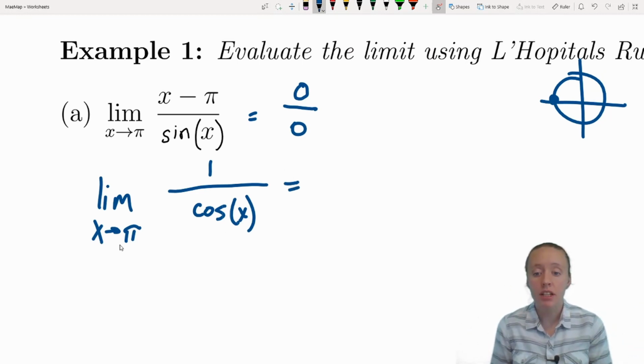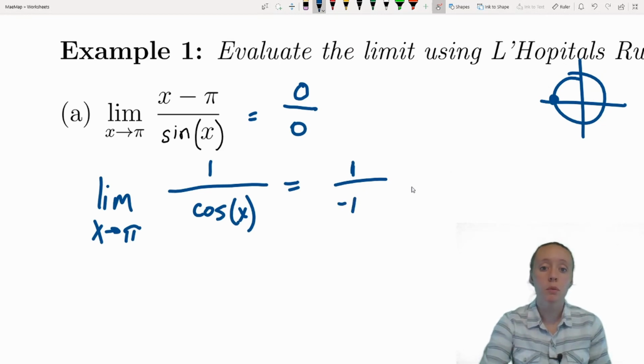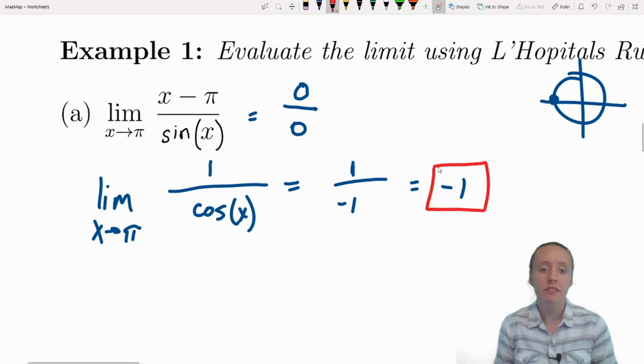So now can I plug in pi? Yeah, sure, because I have a 1 in my numerator, and when I plug pi into my denominator, the cosine of pi, you can see that's a -1. So I get 1 over -1, which gives me a -1. So my limit in A is -1.